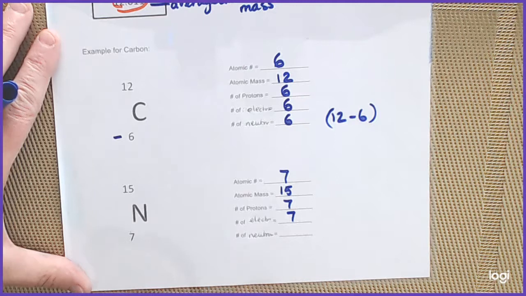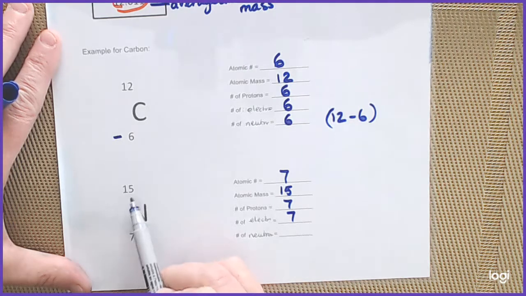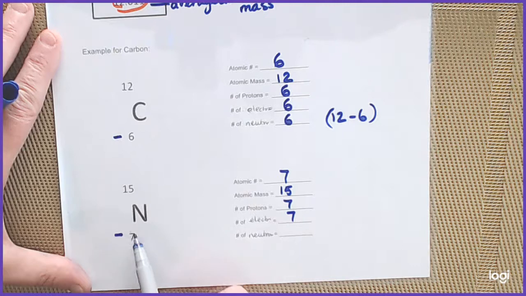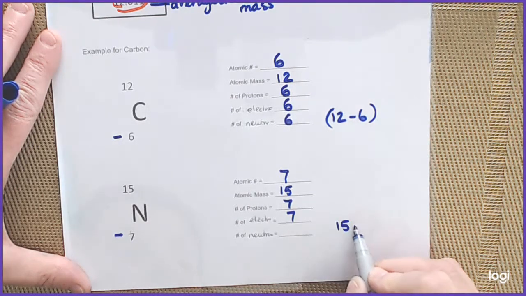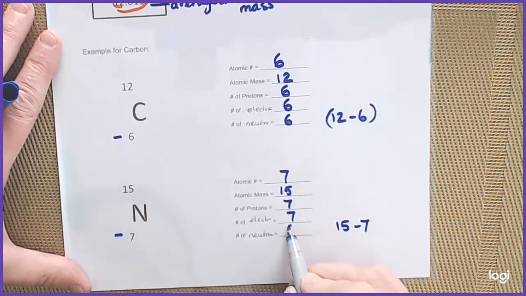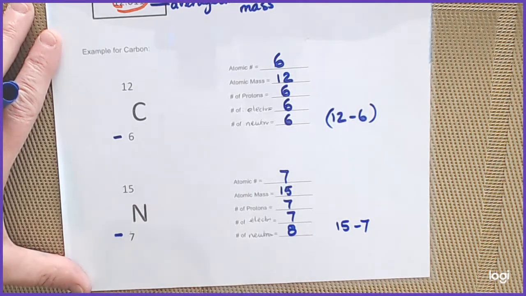And then to find our number of neutrons, we're going to take our atomic mass minus our atomic number, and that's going to give us our number of neutrons. So we're going to do 15 minus 7, and that's going to give us 8. Pretty simple.